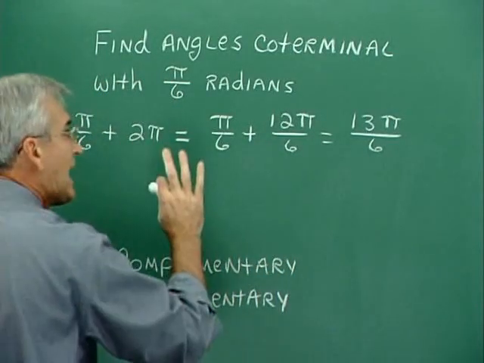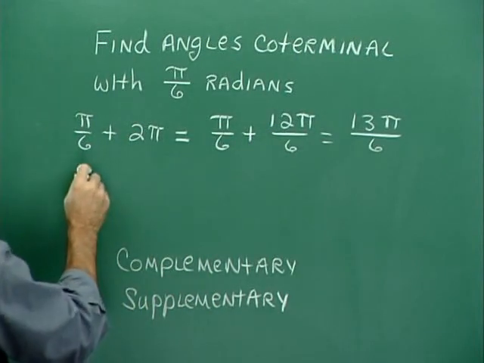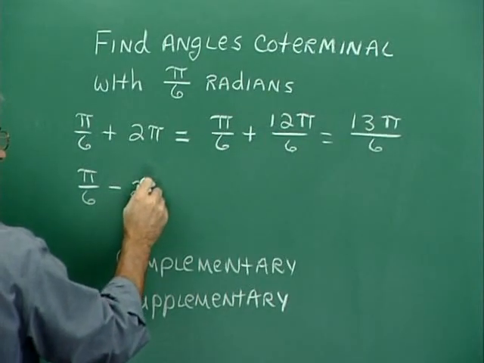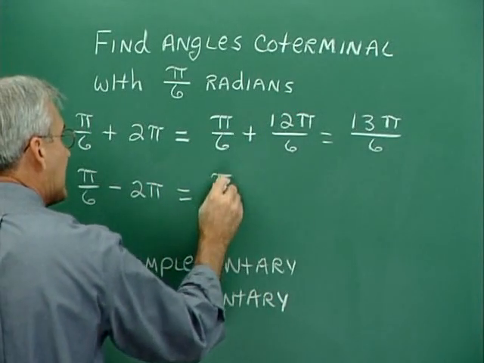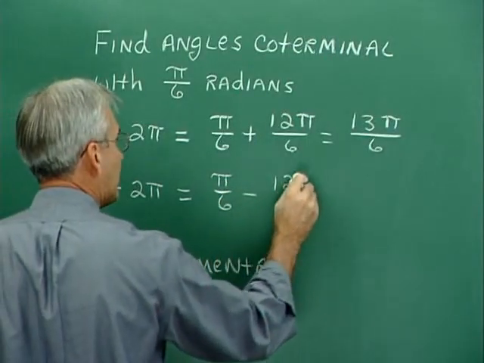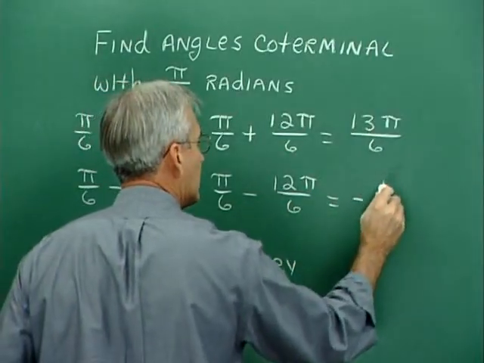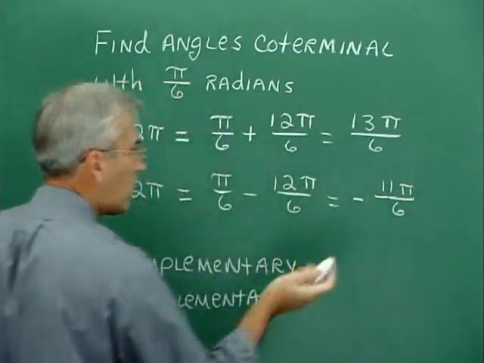And a way of generating an angle using a negative angle: you start with pi over 6 and subtract 2 pi. That's another angle which is coterminal with this angle of pi over 6. And again, the algebra is in finding the common denominator. It's minus 12 pi over 6. So it turns out to be negative 11 pi over 6 as a coterminal angle.